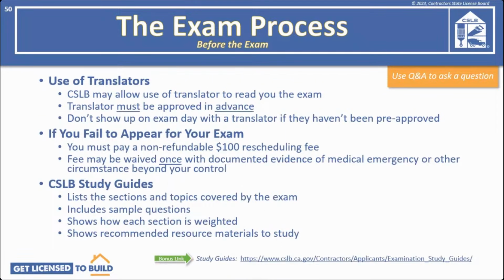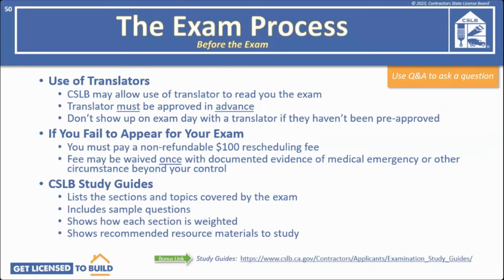If you are an applicant whose first language is not English and you don't feel confident taking your exams in English, we do allow you to use a translator. The translator, who you provide, simply reads you the exam questions. Question 16 on the application asks if you need to use a translator to complete the examination and the language the exam will be translated into. The translator must be approved by CSLB in advance.